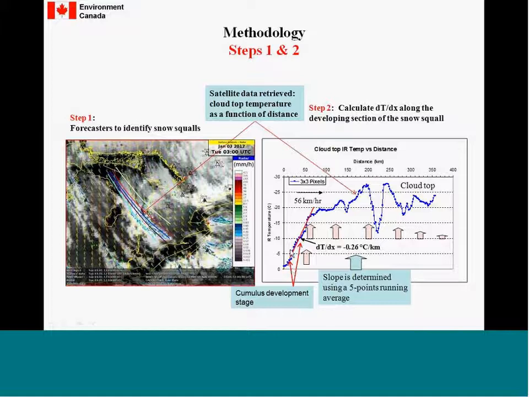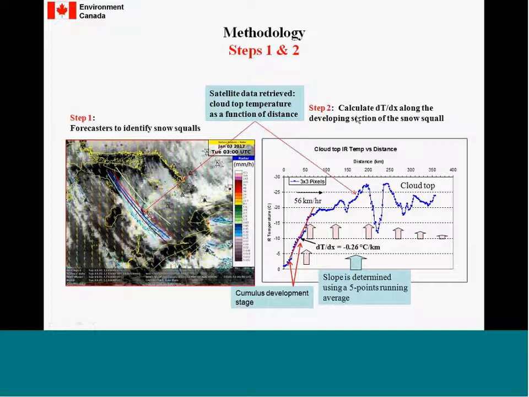This is the cumulus development stage. So as the cumulus grows, the cutoff temperature is cooling, and reaches the bar, the stop. For this case, of course, the data is kind of noisy because there is a break in here.